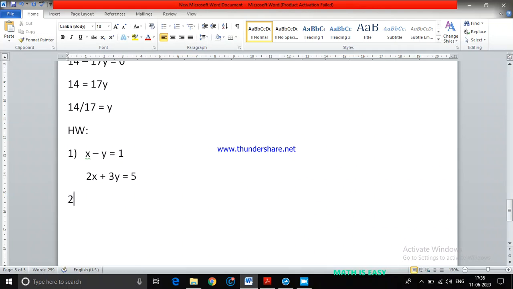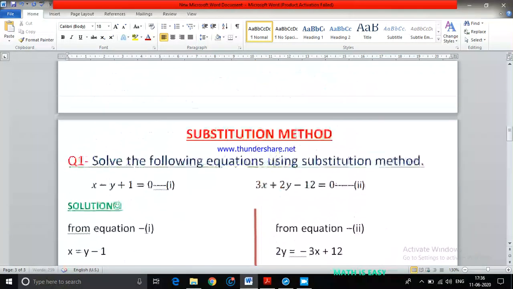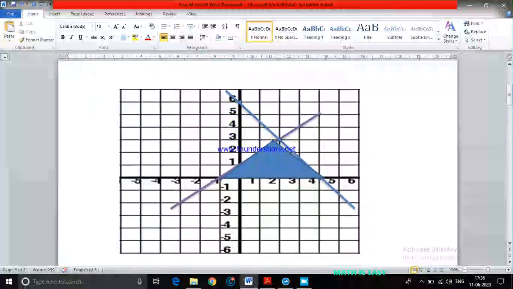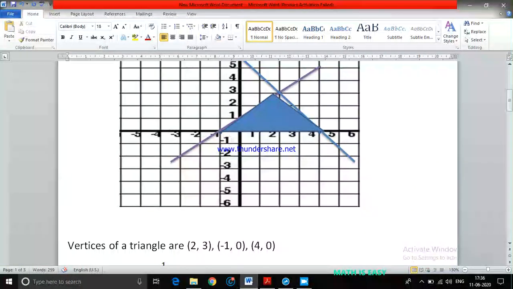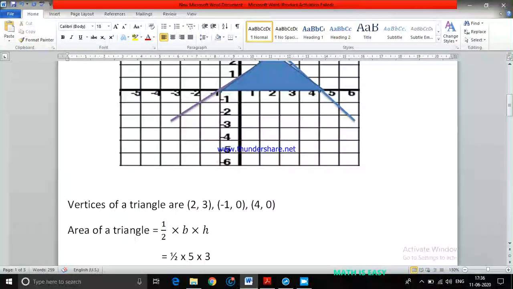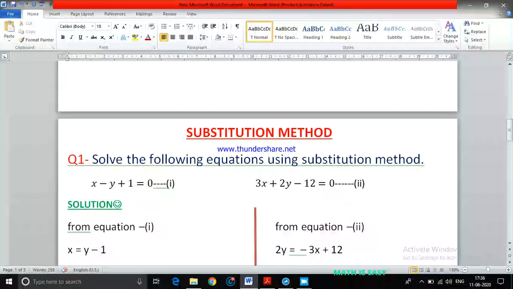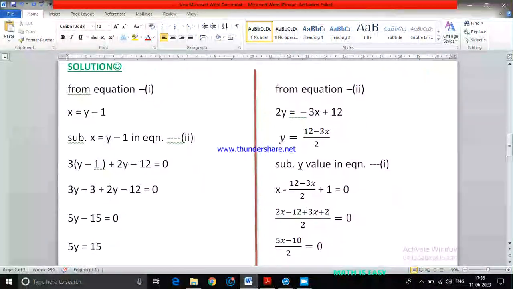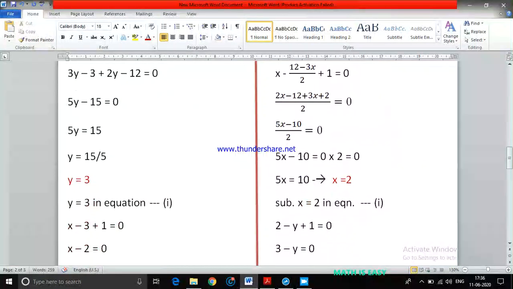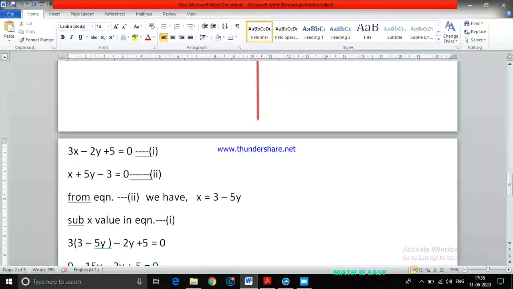Question number 2, I'll type and enter as homework. So in this class we discussed how to find the area of shaded regions, how to shade the regions, and how to get the vertices of a triangle using the graphical method. Then we discussed the substitution method and different ways of solving. Keep practicing at home. Thank you. Have a nice day.